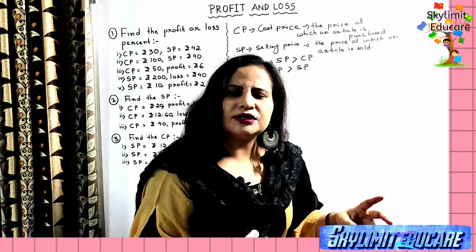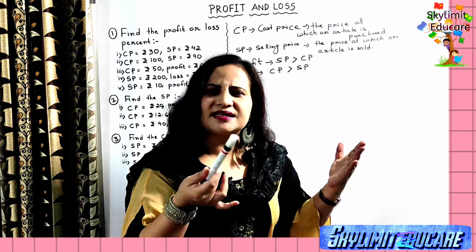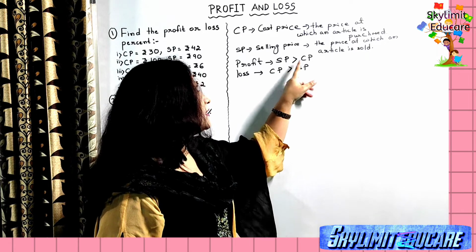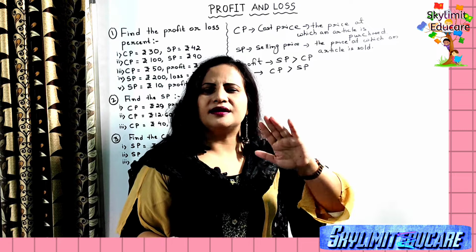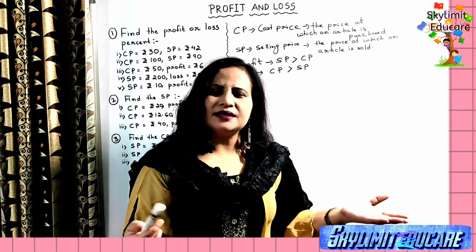If I had sold the marker pen at rupees 60, then what does it mean? SP is greater than CP. When SP is greater than CP, that means I have incurred a profit, because my selling price is more than the cost price.